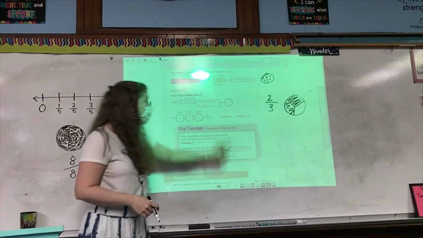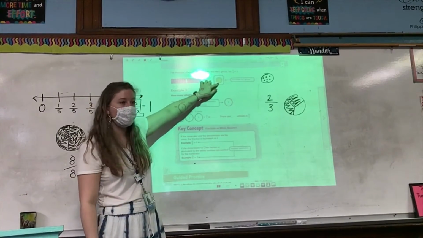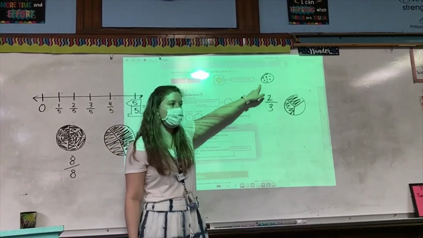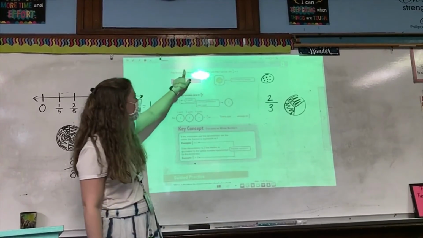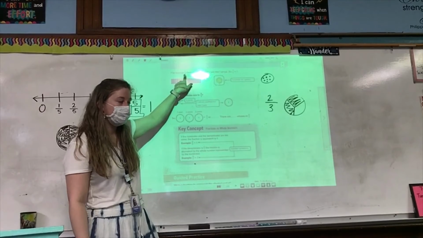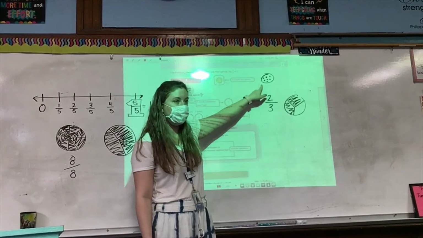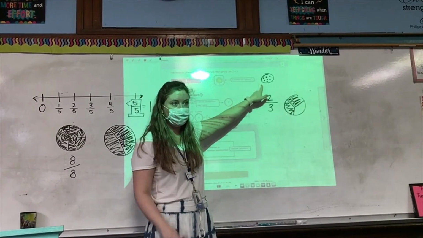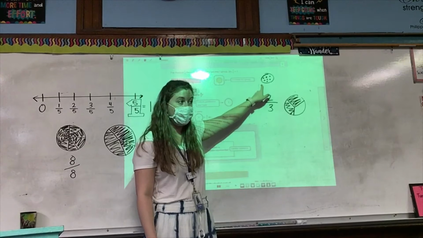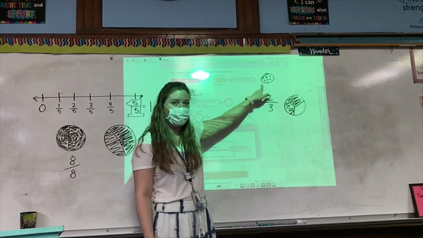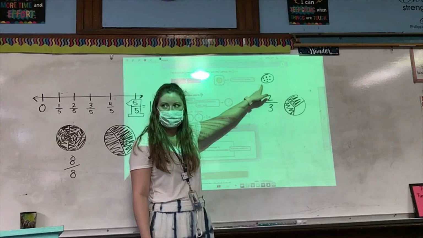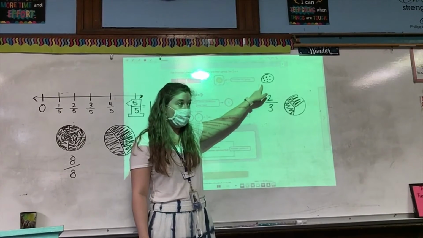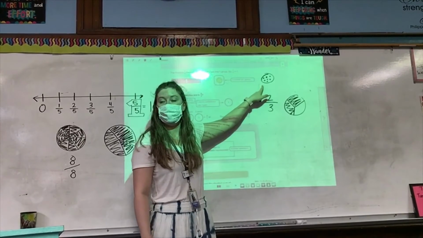So here, look at this right here. We have 1 counter in one group, or 1 pizza, to represent 1 over 1. Because our 1 whole is cut into how many pieces? 1. It's 1 piece. We can't say 0 because then that would mean we have no pizza. Do we have no pizza here? No, we just have 1 whole massive pizza.